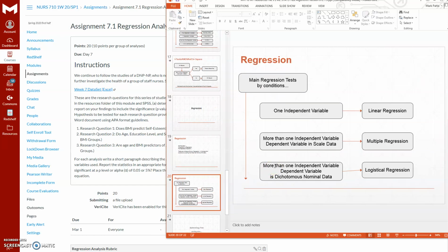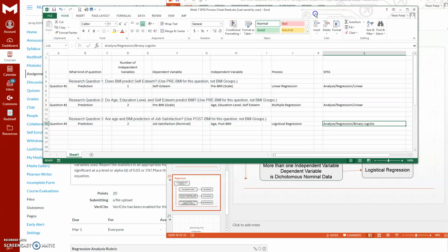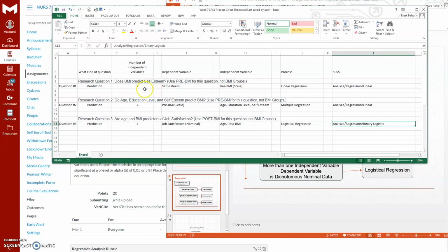Really, we have 3 tests that we're going to study. If you are predicting one scaled value from another, meaning your dependent value, what you're trying to predict, is a scaled value, and you have one independent variable, this is a linear regression, which is what we're having here, okay? We've got pre-BMI as the independent variable, and self-esteem as the dependent variable. Both are scaled values. We're running linear regression.